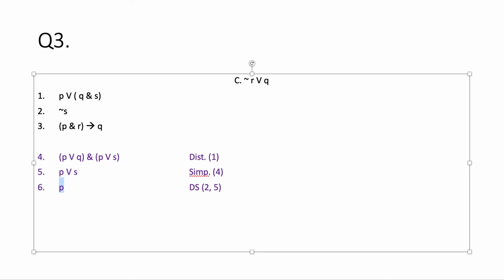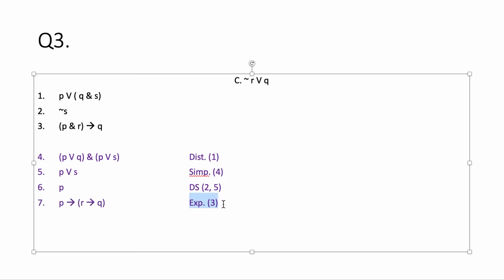And now I'm looking at my third premise, and this P that I've now got on line 6. And I'm thinking I can use the rule of exportation on line 3 to produce a different kind of conditional that will enable me to use modus ponens.